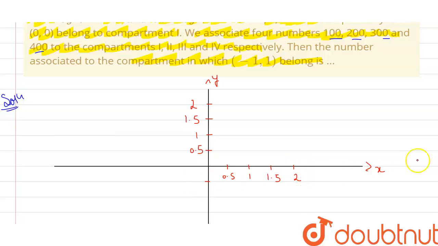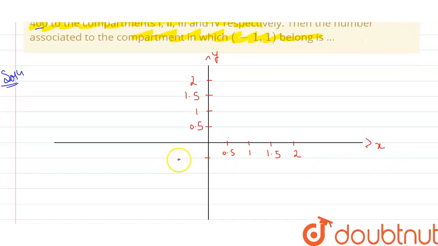Similarly, for the negative y-axis also, let's do this. So this will be minus 0.5, this is minus 1, this is minus 1.5 and this is minus 2. Similarly, this part will be minus 0.5, again minus 1, minus 1.5 and minus 2. Okay guys, now we have marked all the points here.